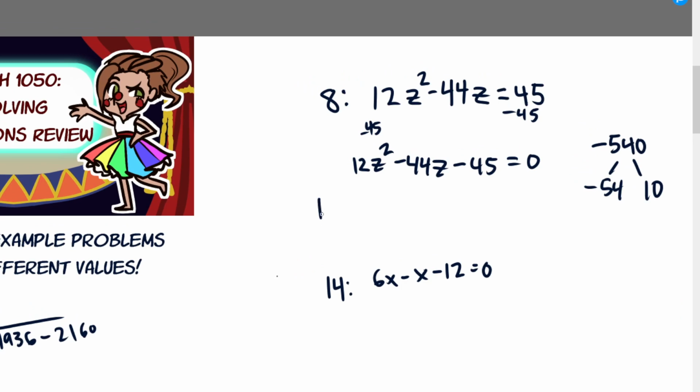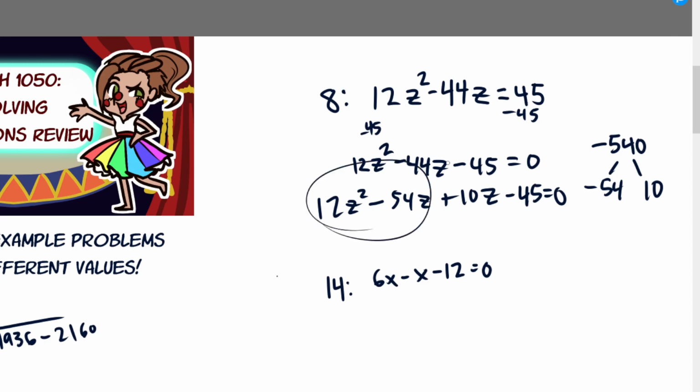So now what we can do is 12z squared minus 54z. It's kind of a gross problem, isn't it? But you'll see a lot of those in this class. In 1050, they would usually give nicer numbers. Luckily, though, we don't have to do the quadratic formula in this one. I tend to not like that one as much.